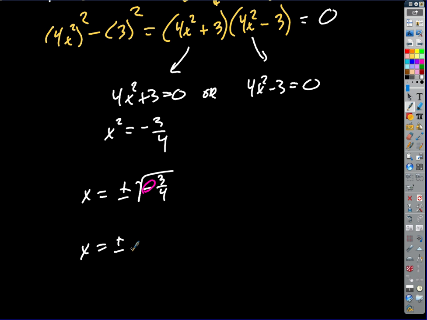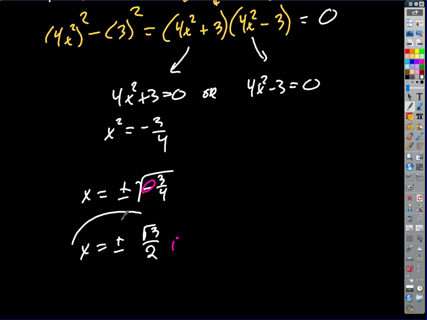So I get plus or minus something times i. Well, the square root of 3/4 is just the square root of 3 over the square root of 4. What's the square root of 4? 2. We got it. So that's just square root of 3 over 2, isn't it? So I get plus or minus square root of 3 over 2 i. There's 2 solutions. Notice they came as a pair. Whenever I get i's, they always come as a pair.